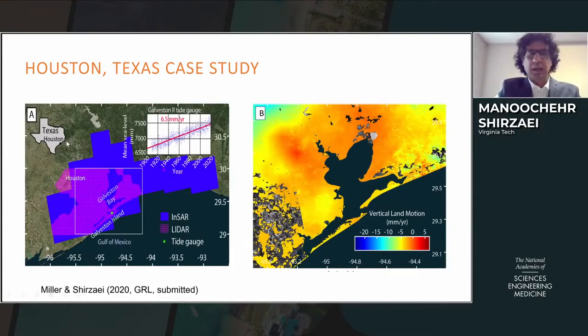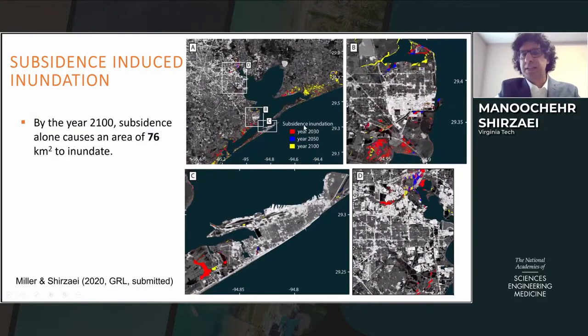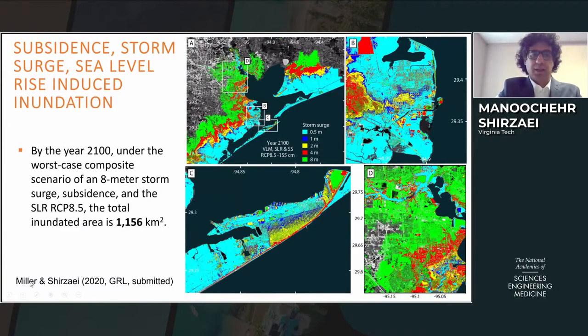So assuming only land subsidence, so magically somehow we stop the sea level rise, only due to the land subsidence, we expect to have 76 square kilometers inundated by year 2100, which is mostly at the Galveston Island and also Galveston Bay area. So adding to that, the effect of the sea level rise under the scenario of RCP 8.5, and also adding to that the effect of the storm surges.